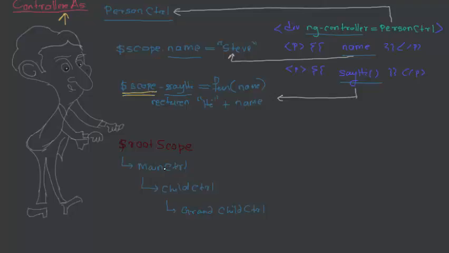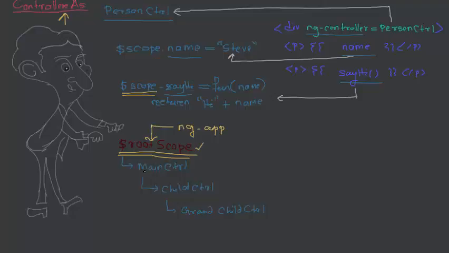Apart from this scope, there is one more scope known as rootScope. AngularJS creates this scope for us per application. Whenever we define the ng-app directive, this scope will be created and all the variables and methods are available across the AngularJS application.